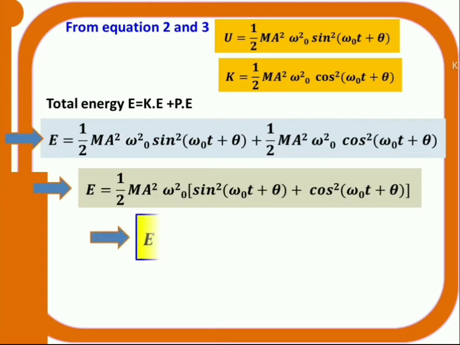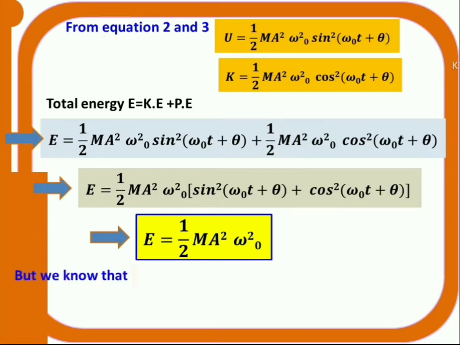Now E is equal to half m a square omega naught square. This is the total energy of the oscillator. You can change this energy into other terms. Actually, the angular frequency is omega naught and the frequency is nu. The relation between these two is omega naught is equal to 2 pi nu.